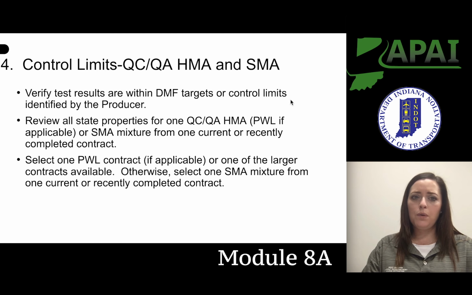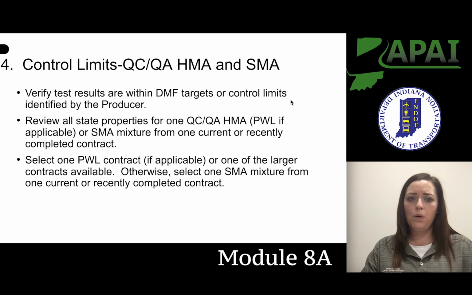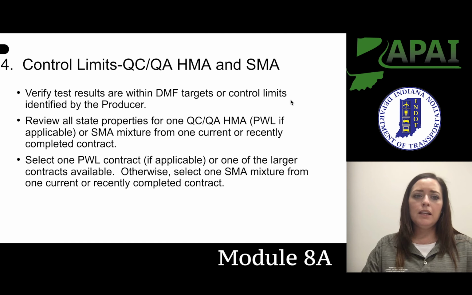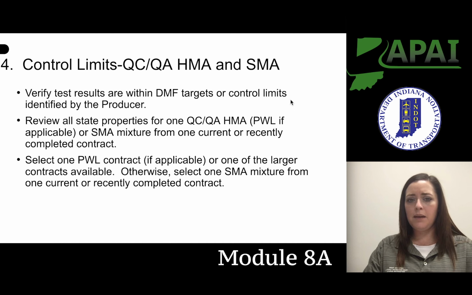Section 4 covers the quality control limits for quality control, quality assurance, or QC/QA, HMA, and SMA. In this section, we need to verify the test results are within the DMF targets or the control limits that are identified by the producer. Some producers choose to have slightly more strict control limits than what is required by the program, which is fine. We just need to make sure that we're within those capabilities, or that we are noting if something falls outside of those ranges.